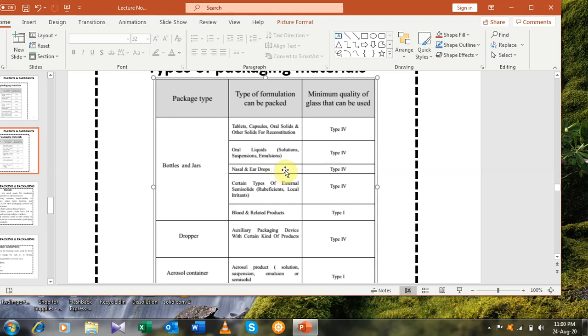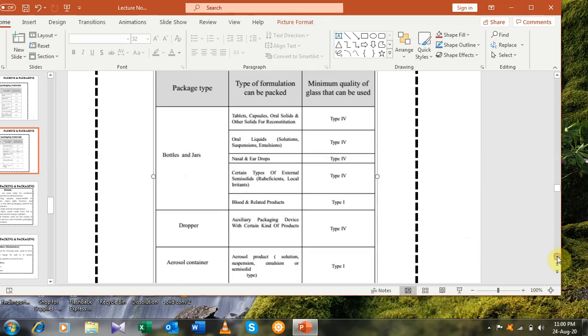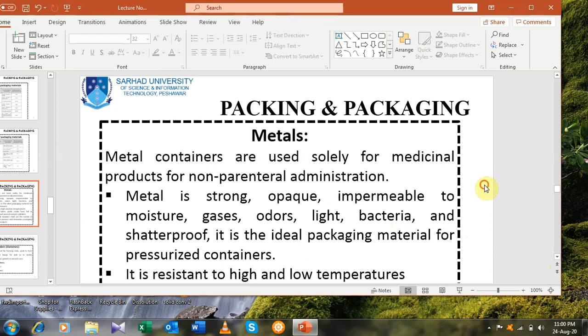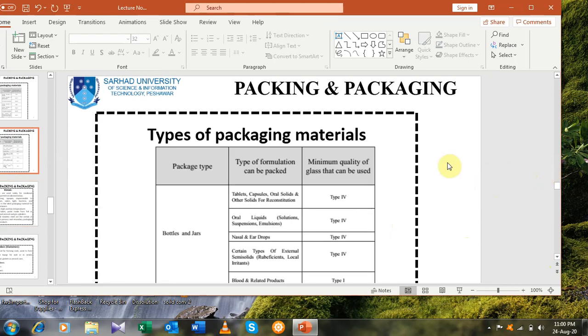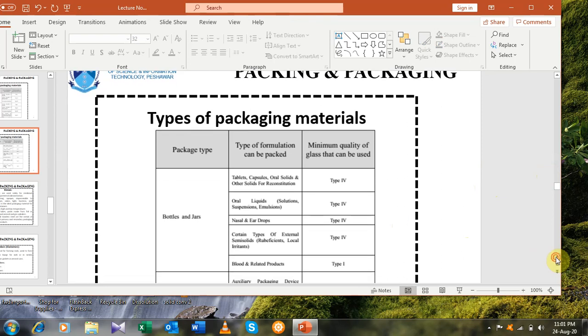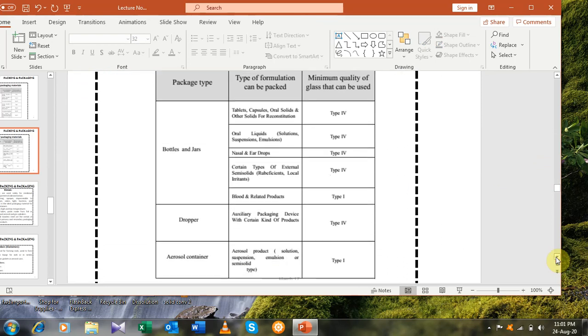Nasal and ear drops, type 4. Certain types of external semi-solid preparations, and local irritants, type 4. And blood and related products are to be packed in bottles and jars, then the composition of the bottle should be of type 1 glass. And there are some other auxiliary packing devices with certain kinds of products. Type 4 glass is selected for this purpose.